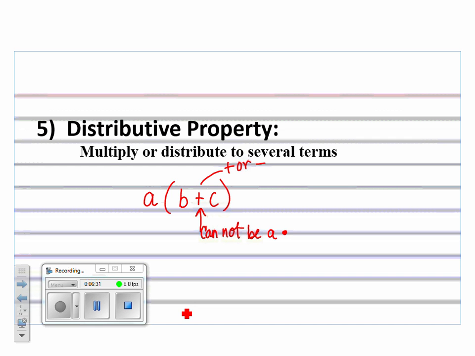And you should all have seen this in Algebra 1, where you take a times b and you get ab. You take a times c and you get ac. And that would be the distributive property.